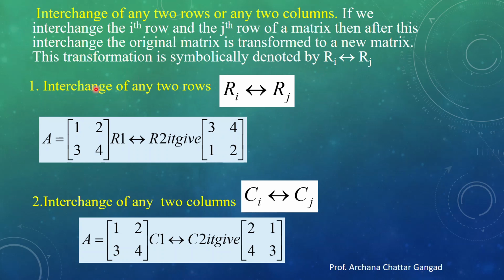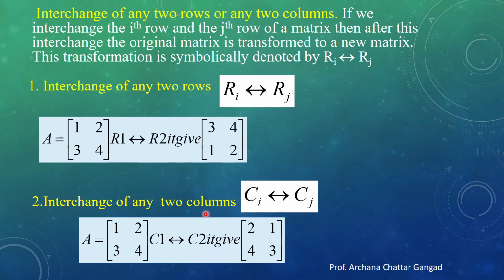Now interchange of any two rows, let's take one example. A is equal to 1, 2, 3, 4. This is a 2 by 2 matrix. 1, 2 is your first row horizontally. 3, 4 is your second row. Which row operation are we going to perform here? R1 interchange with R2. So it means what? Instead of the first row we put the second row, and instead of the second row we put the elements of the first row. So it gives us 3, 4 and 1, 2. This is the interchange of any two rows.